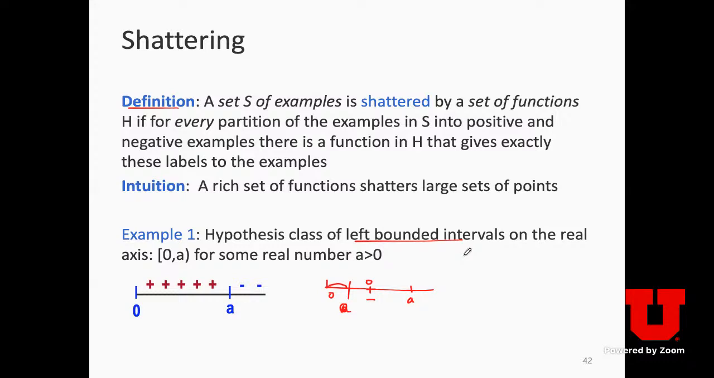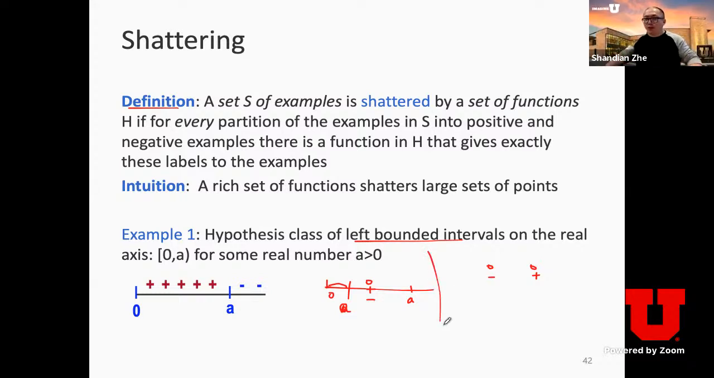No. Why? If the positive is on the right side, and negative is on the left side, this case we won't be able to. Yes, exactly. We just check out the definition. If you can find a labeling scheme such that you cannot find any left bounded interval that gives a correct prediction of this labeling, then we'll fail to shatter these 2 points.